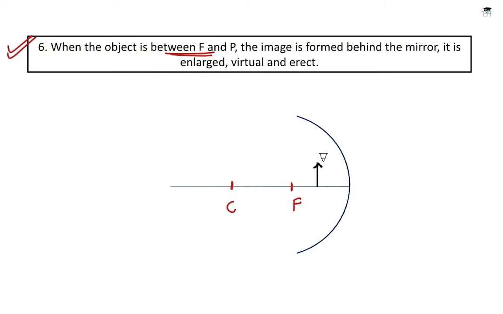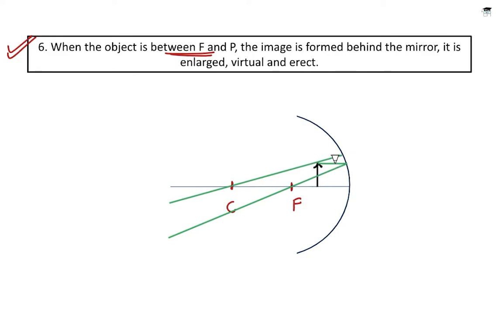Next we are going to draw our two rays. The first ray that I am going to choose is the one which is parallel to the principal axis, and after reflection it passes through the focus. And the second one that I am going to choose is the one which passes through the center of curvature, and after reflection it reverses its path, right?